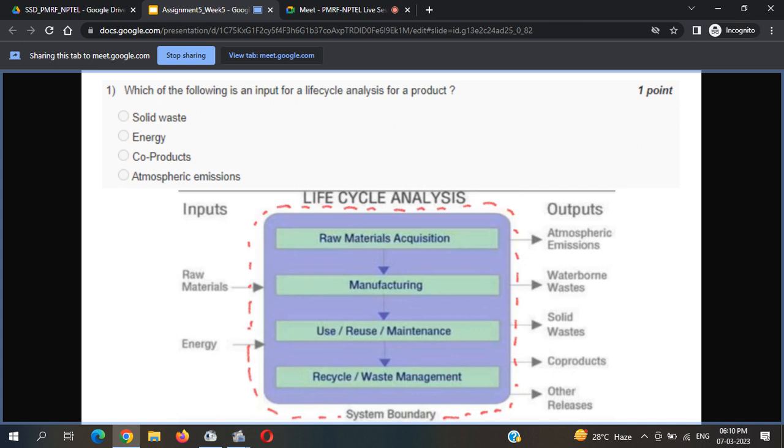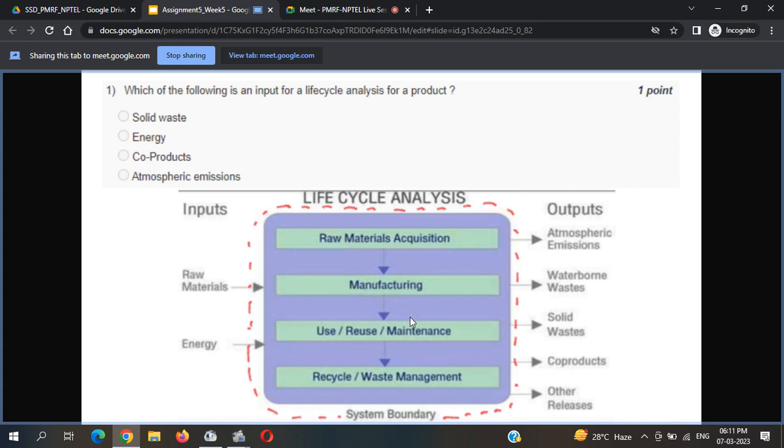So first question for today is which of the following is an input for a life cycle analysis for a product? And we are given four options: solid waste, energy, co-products, and atmospheric emissions. So as we studied, life cycle analysis of any product or any material is associated with three components. First is the system boundary of the products, which involves things like acquisition of raw material for the product, then manufacturing of the product using the raw materials.